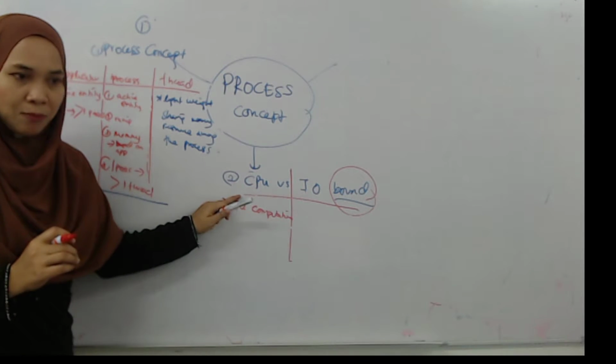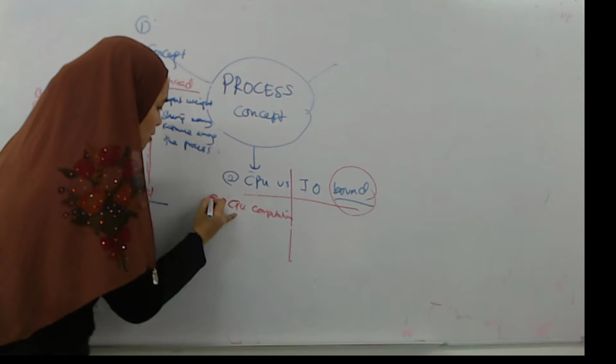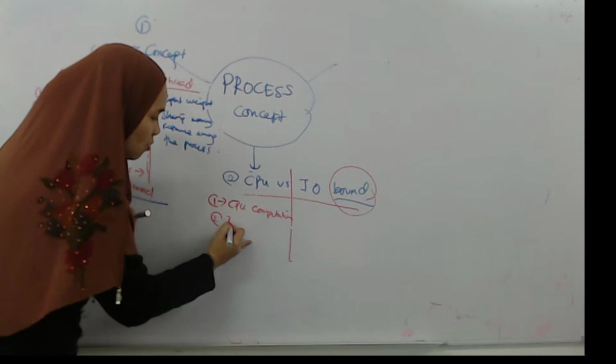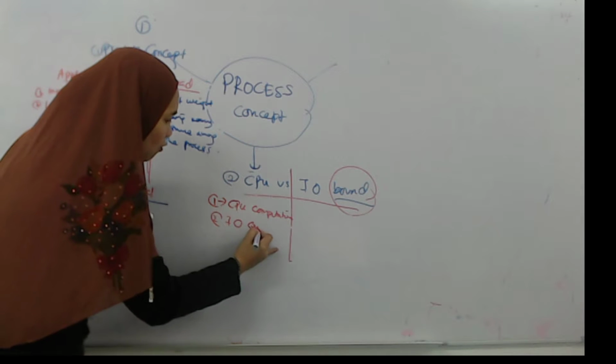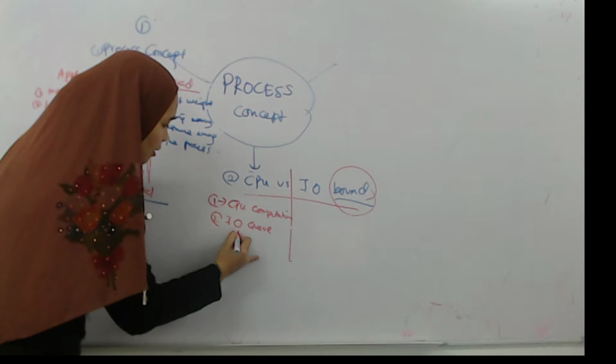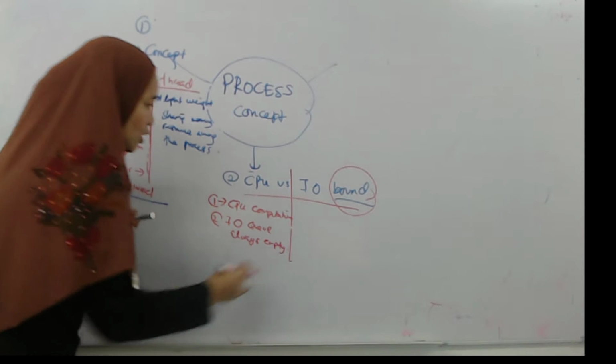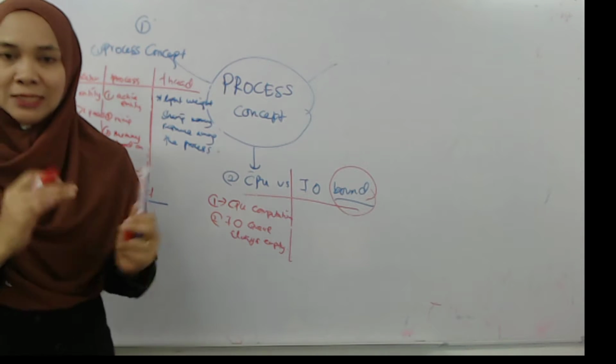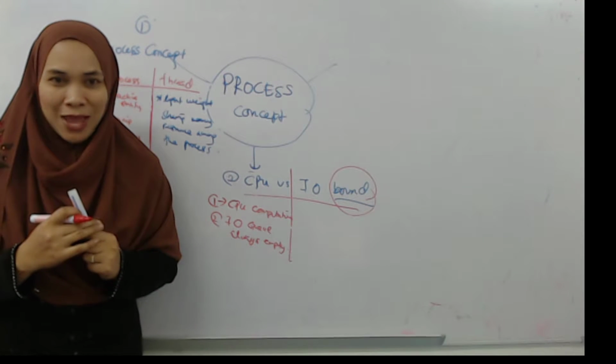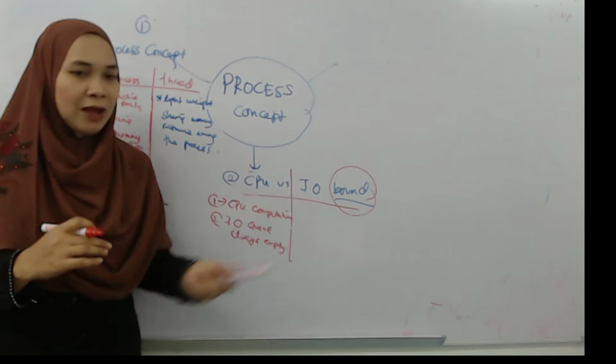That is what we call CPU bound. Second is what we call I/O queue always empty, because a lot of the activity is being done on the CPU side compared to I/O activity. It's different from I/O bound.